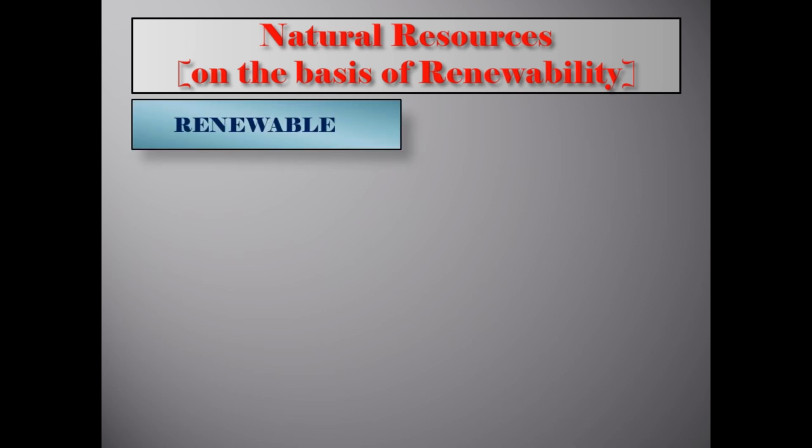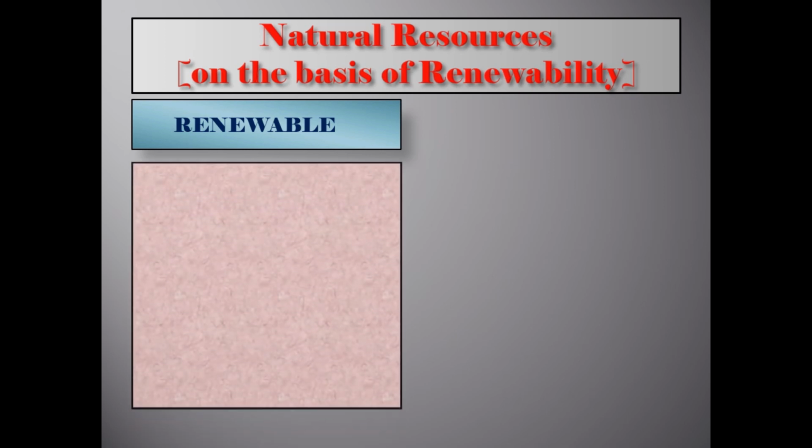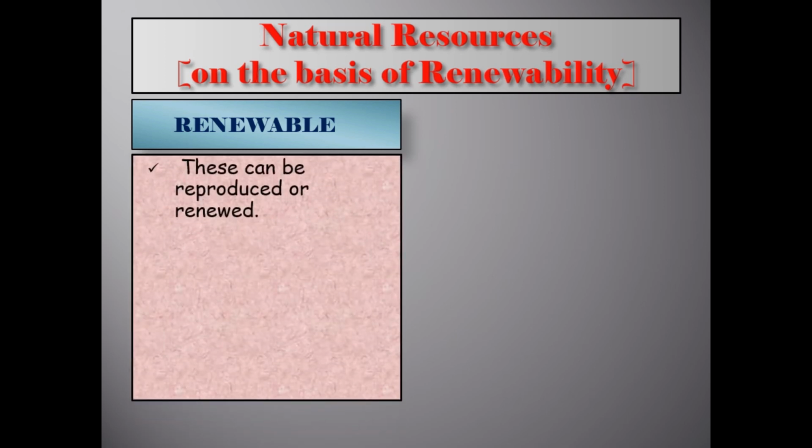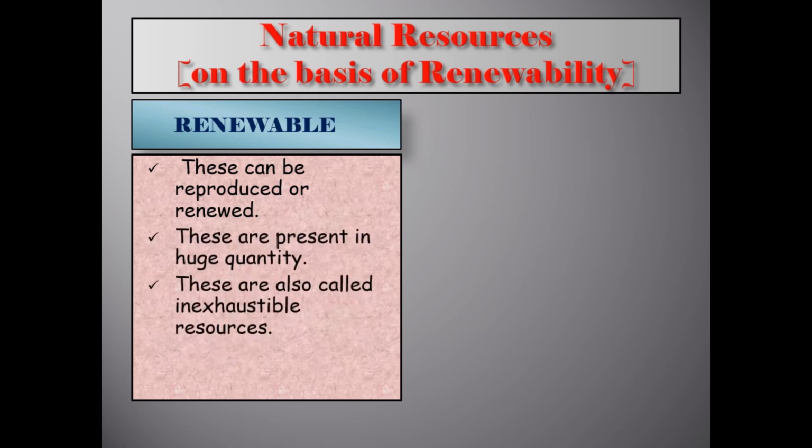Natural resources on the basis of renewability. On the basis of renewability, they are again classified into two kinds. Renewable, as the name refers, these resources can be reproduced or renewed easily. These are present in huge quantity. These are also called inexhaustible resources. Inexhaustible means they cannot be used up easily. For example, solar energy, wind energy, etc.